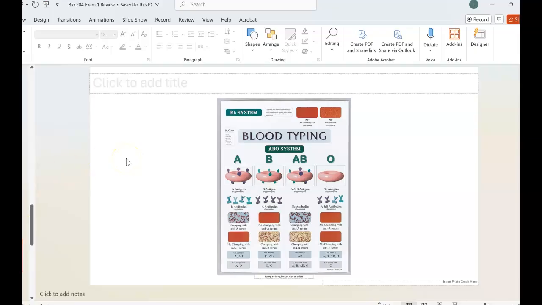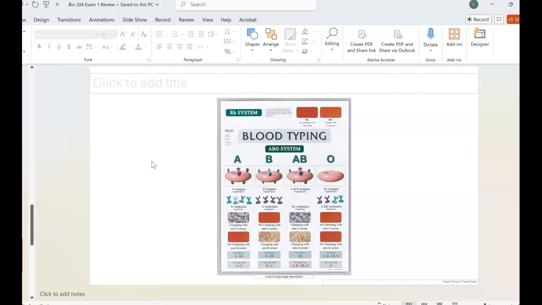Another thing that we talked about was blood typing, and we got the chance in lab to do some blood typing with simulated blood. So we talked about the ABO system. If you are type A, you have A antigens on your red blood cell surface. If you're type B, you have B antigens. If you're AB, you have both. And if you are O, you have no antigens.